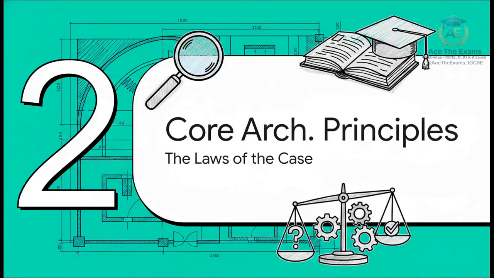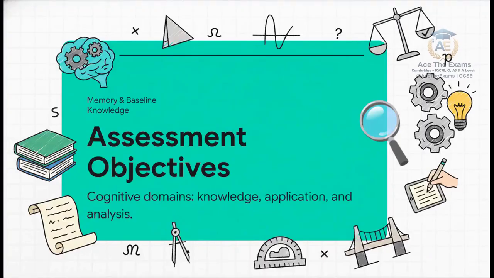Moving to Section 2. Core architectural principles, the laws of the case. Let's look at the rules of engagement. Every successful forensic investigation is built on established laws. In our context, these laws are the assessment objectives built into the Cambridge exam architecture. Listen up because this is crucial. Cambridge isn't just testing your baseline memory of standard reciprocal identities. That's rookie stuff. Their assessment objectives target distinct cognitive domains.